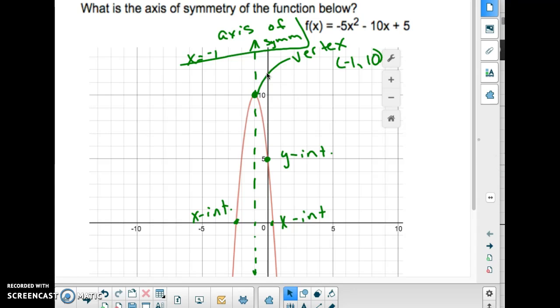No matter what form they give us our parabola in, whether it's standard form like this or if there's a bunch of parentheses in it, all we have to do on Desmos or our graphing calculators is type it in exactly how it is and then explore the graph.